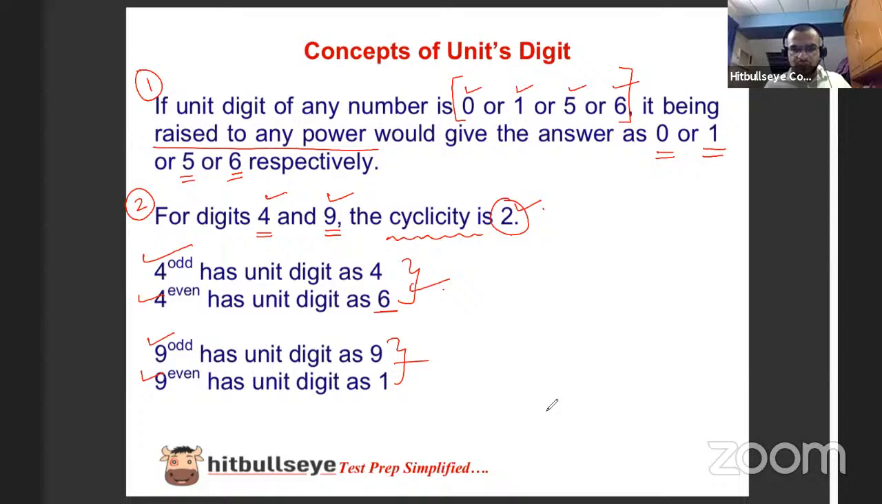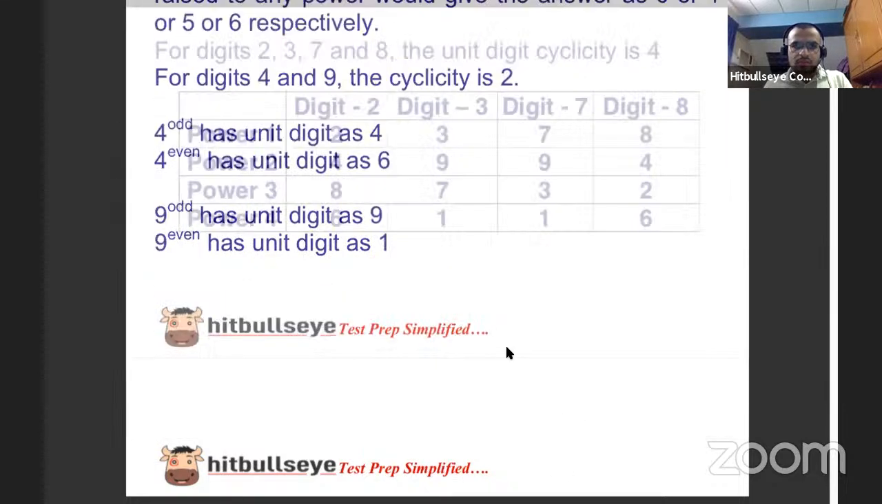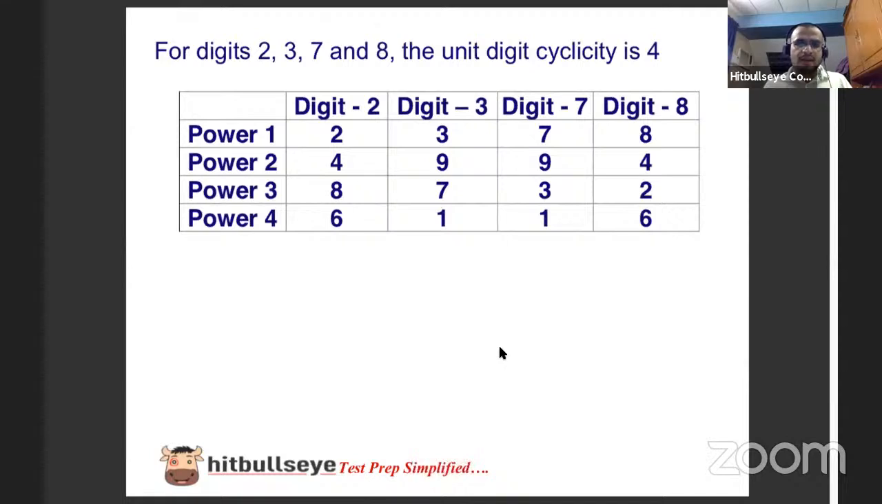Okay, let's go to the next slide. We have the pending numbers, which are 2, 3, 7 and 8. Now let's discuss these as well. So what is the cyclicity of these 4 numbers? It is 4. How many times will I be multiplying the number with itself to get the same number back?